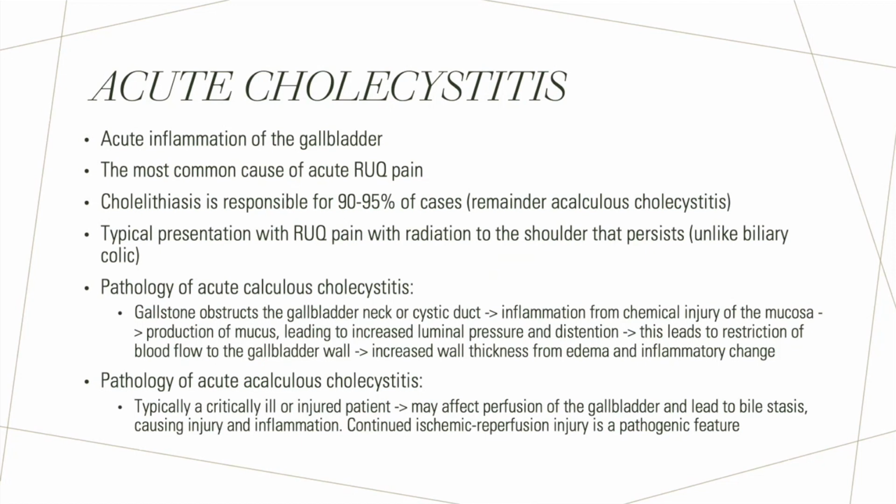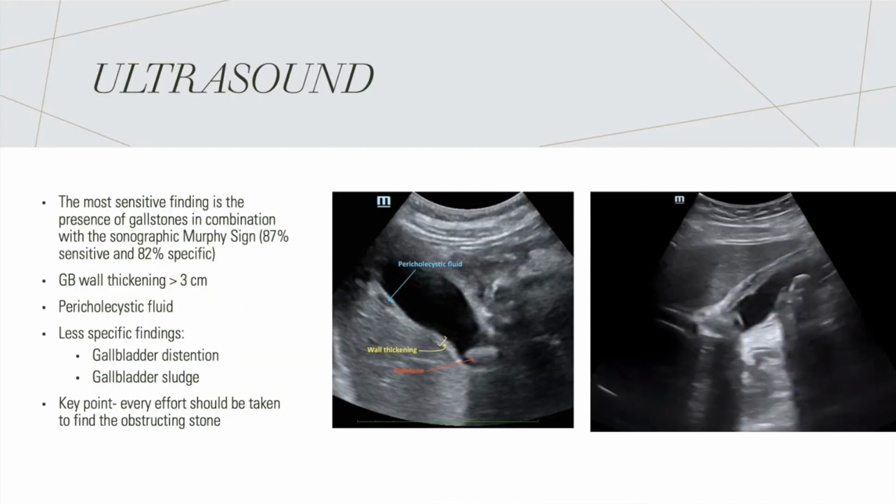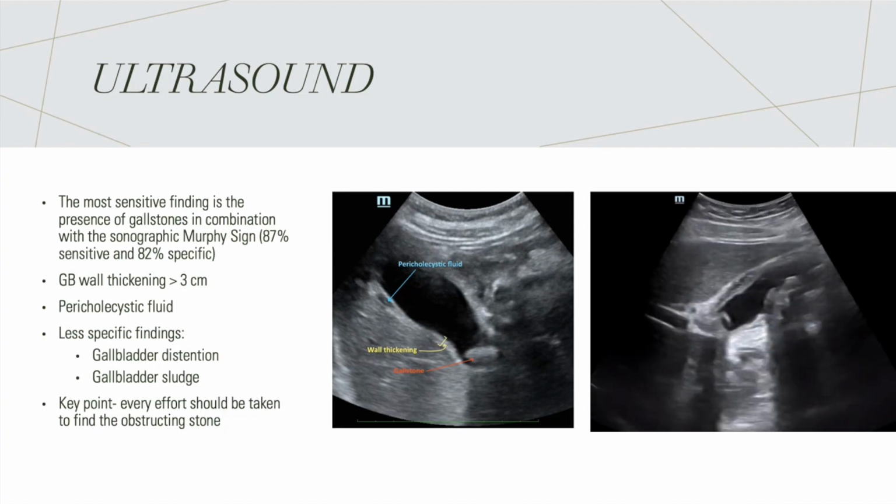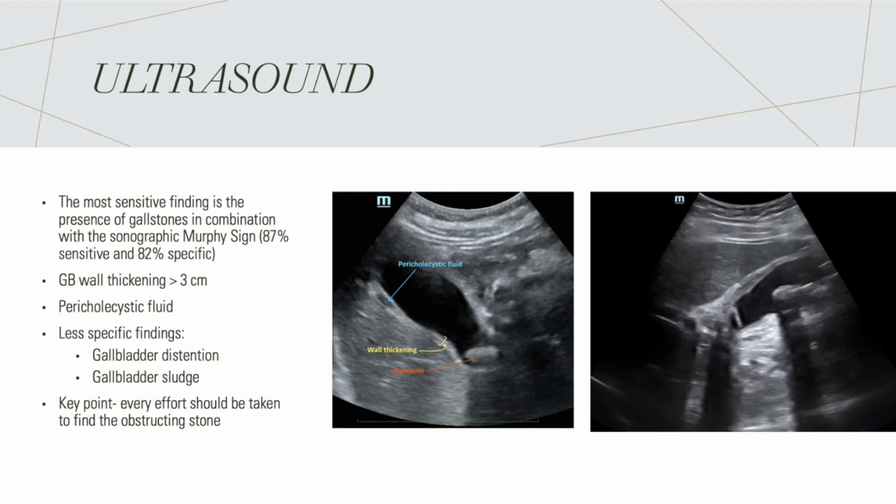For acalculous cholecystitis, this is typically a very ill patient or an injured patient where there may be some perfusion of the gallbladder that is disrupted and causes bile stasis, which leads to injury and inflammation. And that continued ischemic reperfusion injury is a very pathogenic feature of acalculous cholecystitis. So here we have a couple of ultrasound images.